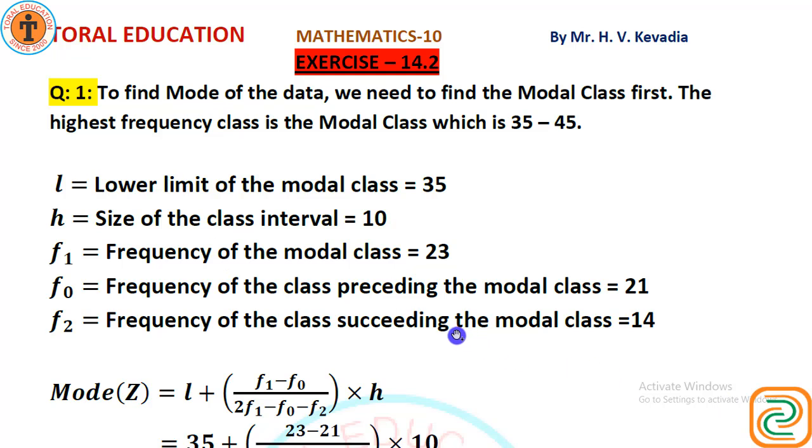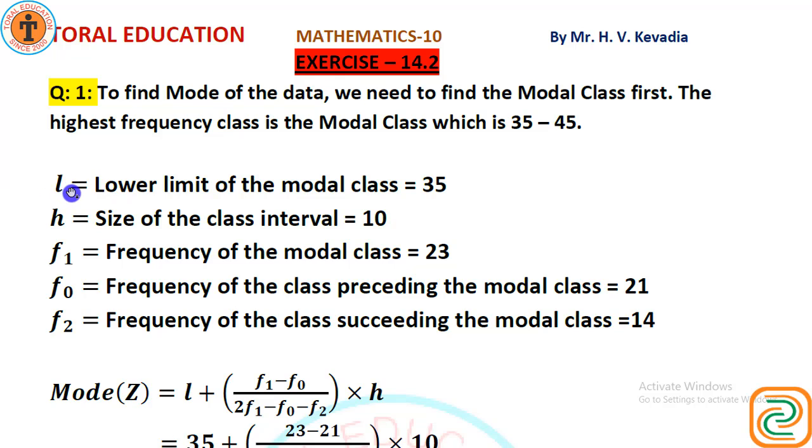Here we should not draw the table, but we should first define the modal class. So to find the mode of the data, we need to find the modal class first. So which is the modal class? The highest frequency class is the modal class, which is 35 to 45. The highest frequency is 23 in the class 35 to 45. So 23 is the highest frequency and 35 to 45 is the modal class. The class which has the highest frequency is the modal class.